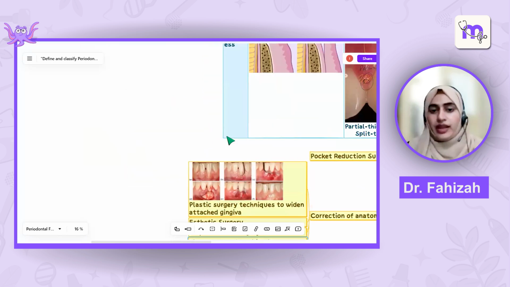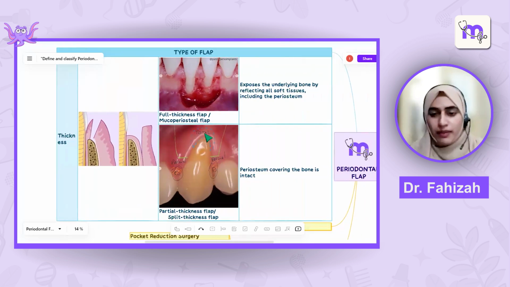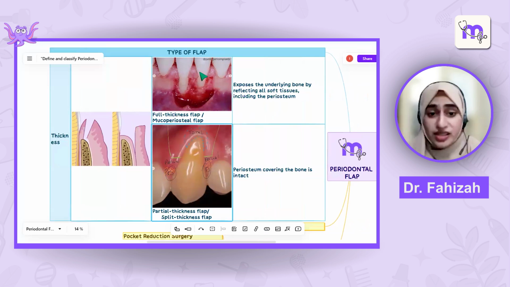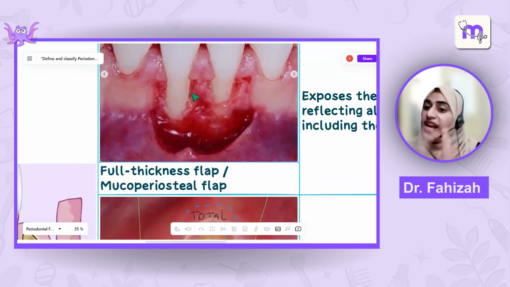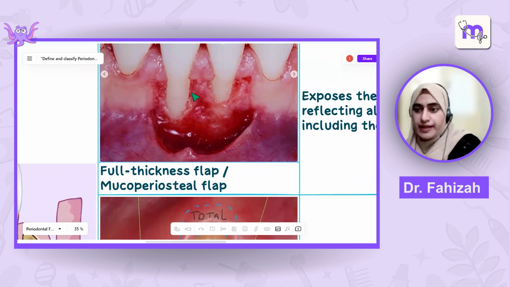Okay. Now the biggest question everyone has, or at least I had during my UG, was split thickness and full thickness. What is this split thickness? Why is it done? And when do we have to do split thickness and full thickness? One thing is, in one surgery itself, you can have both. You can have full thickness and split thickness in one surgery itself. It's not a separate surgery by itself.